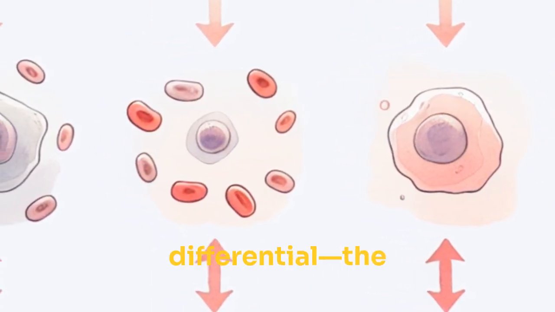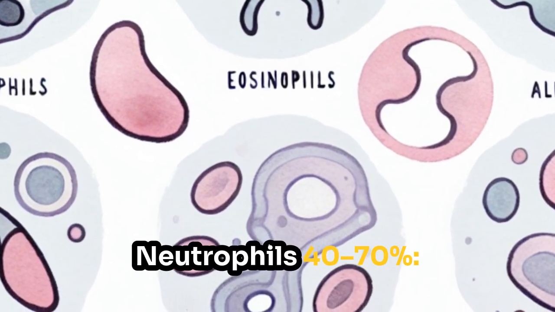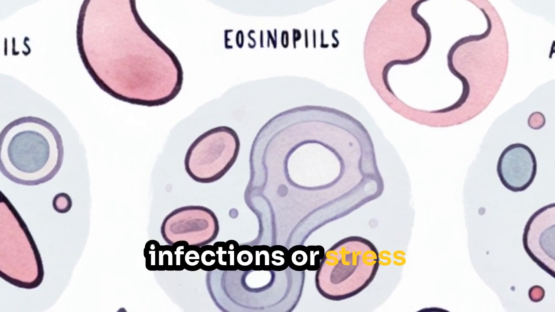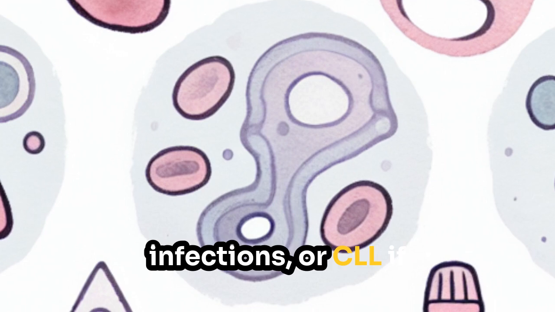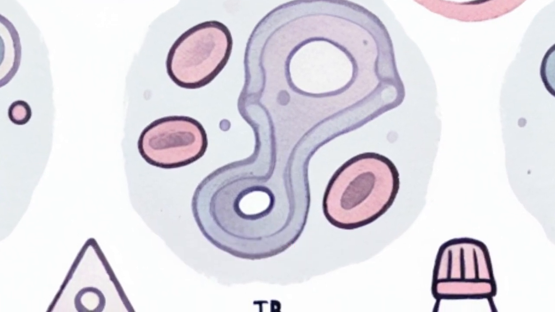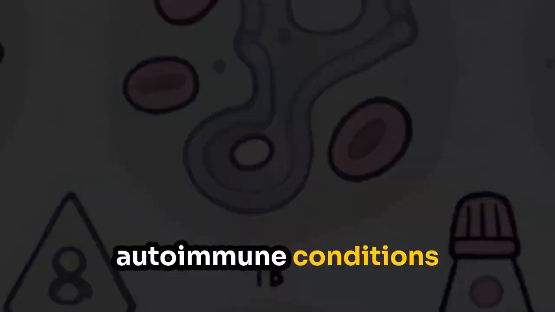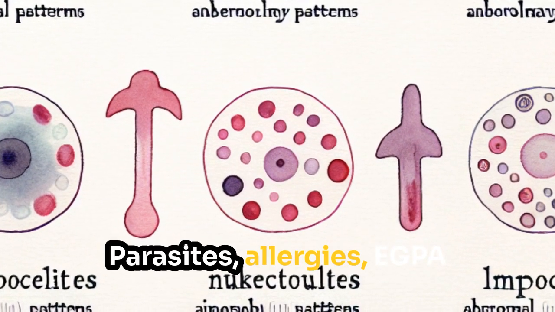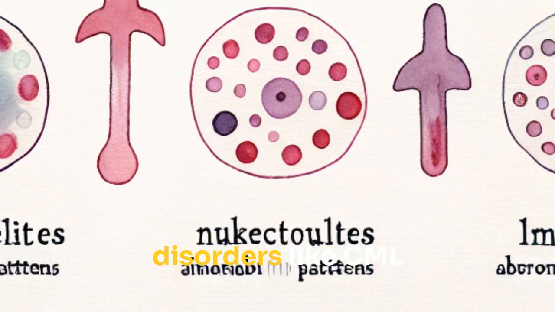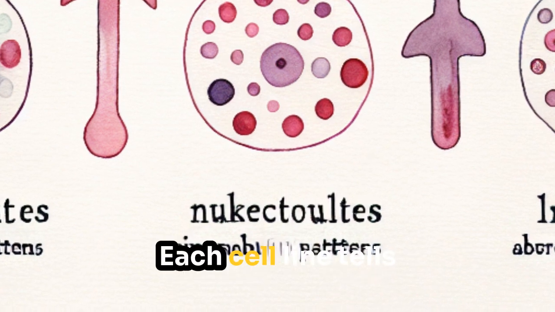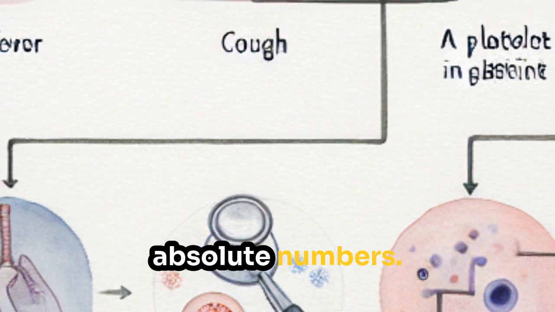Now, for the differential, the breakdown of white blood cells. Neutrophils 40-70%, rise with bacterial infections or stress. Lymphocytes 20-40%, think viral infections or CLL if elevated persistently. Monocytes 2-8%, chronic inflammation, TB, autoimmune conditions. Eosinophils 1-4%, parasites, allergies, EGPA. Basophils 1%, rare but can signal myeloproliferative disorders like CML. Each cell line tells a different story. Trends are just as important as absolute numbers.